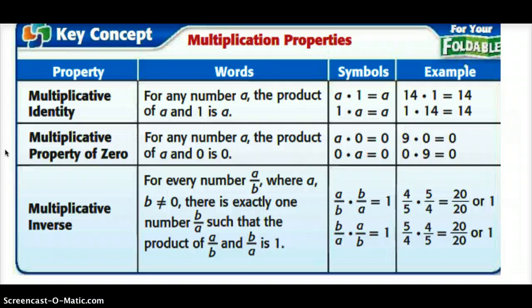And multiplicative inverse basically is saying if you multiply something by its inverse, it's going to equal 1. So if you have fractions, for example, if you have 4/5 times its inverse, which would be 5/4, it will be 20 over 20. And think reciprocals in this case when you're talking about fractions. So if you multiply something by its reciprocal, it equals 1. That's really what we're getting at on this particular one.